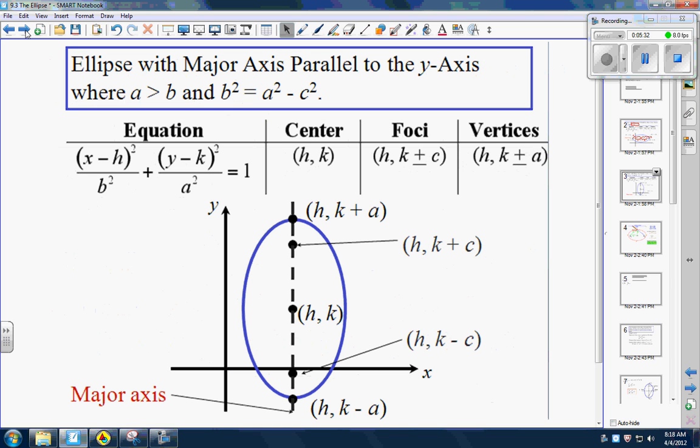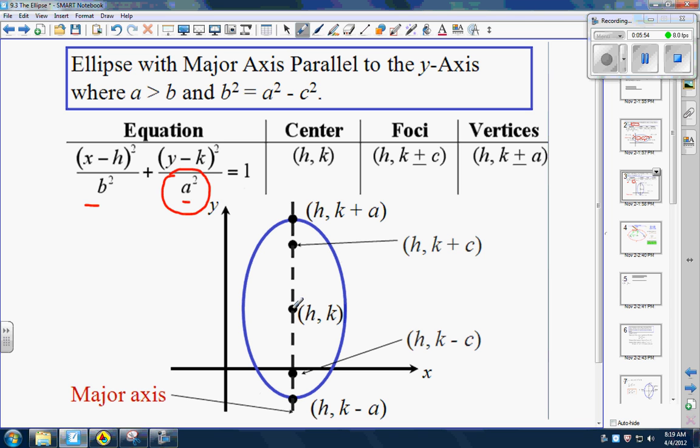All right, here's what your ellipse looks like going in the other direction. So you still have (x minus h) squared plus (y minus k) squared. We've now flipped the b and the a. So if you see the bigger number, a is always the major. So if you see that underneath the y, this guy's going to open up on the y now. Okay, it's going to be longer on the y.